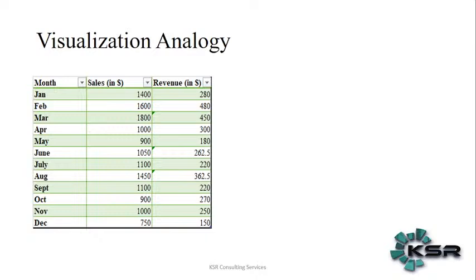Now, let me ask you four questions. Which month is generating maximum sales? Which month is generating minimum sales? Which month is generating minimum profit? And which month is generating maximum profit? If I ask you these four questions, can you think of the answer? Definitely you can answer, but you will take 30 to 40 seconds to answer this.